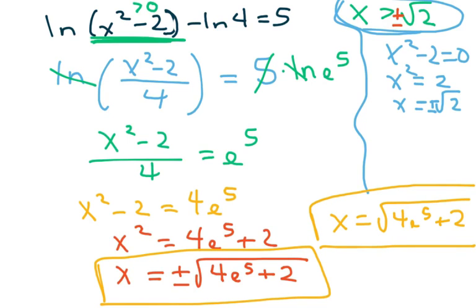Because if you did the minus, it would be smaller than that, and it has to be greater than plus or minus square root of 2.